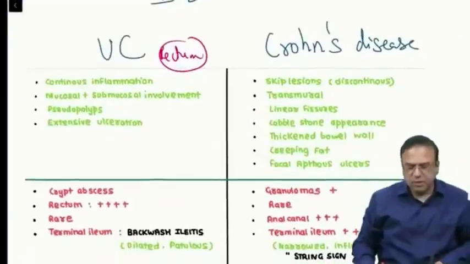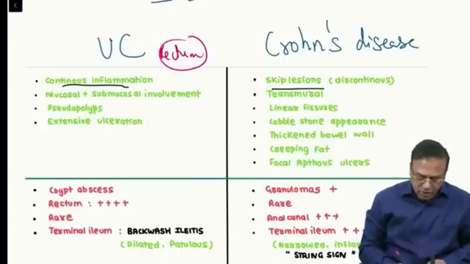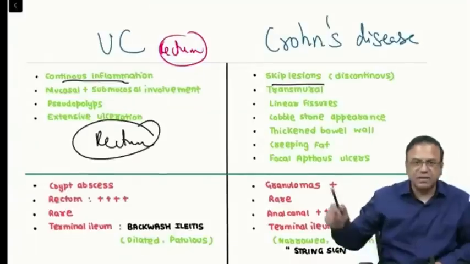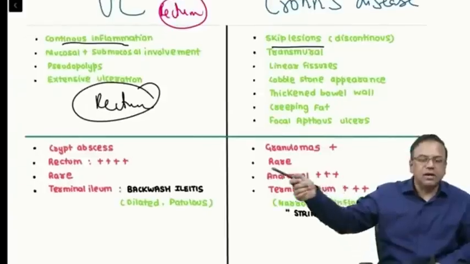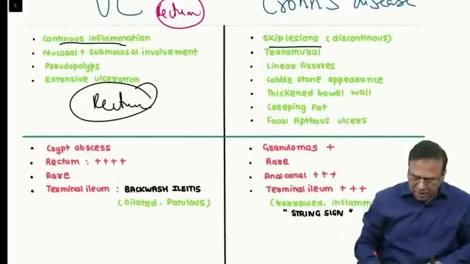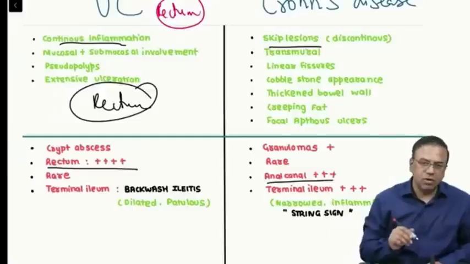Inflammatory bowel disease, between ulcerative colitis and Crohn's. This continuous inflammation, this skip lesions. This will involve the rectum. This will spare the rectum, but it will involve the anal canal. Many students have this wrong idea. They think rectum and anal canal go together. No, be careful. Anal canal is Crohn's. Rectum is ulcerative colitis. So be careful of that.